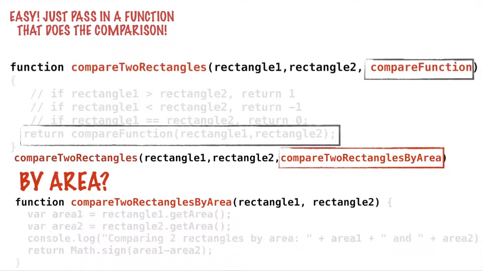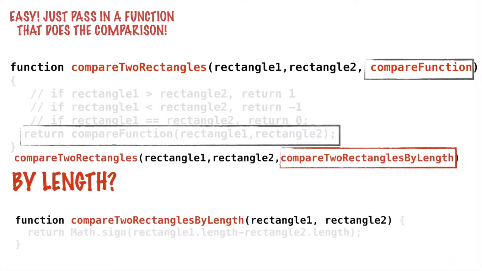The compare function to compare two rectangles by length and breadth would be very similar to this. In fact, it would be much simpler since length and breadth are direct properties of the rectangle object. Let's say you wanted to compare two rectangles by length. You'll simply pass in the compare two rectangles by length function to the compare two rectangles function. This is in addition to rectangle 1 and rectangle 2.